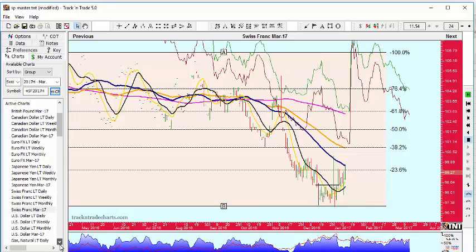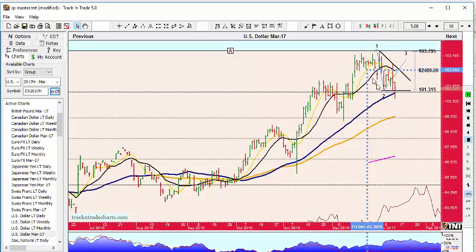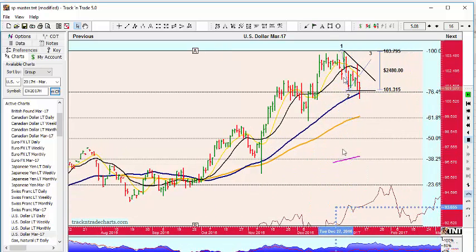So, going back to the US dollar here, the March 17, I do like getting short here on this 1, 2, 3. We don't have quite a 3-bar trend line here. We'll see if this holds. I will take a shot to the short side.